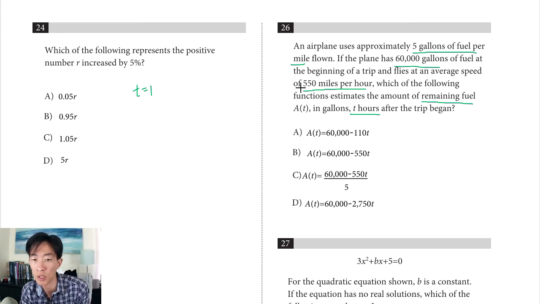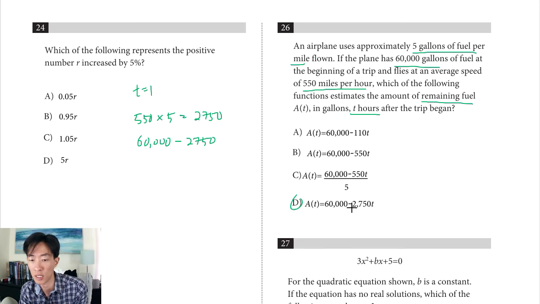So after 1 hour we've gone 550 miles, and knowing that we use 5 gallons per mile, we're going to do 550 times 5, which is going to give us 2750. And that's the amount of gallons of fuel that we've used. And since we started off with 60,000 gallons, we're going to do 60,000 minus 2750. And automatically that should tell you that choice D pops out as the answer, because that's exactly what the calculation you're doing when t equals 1.